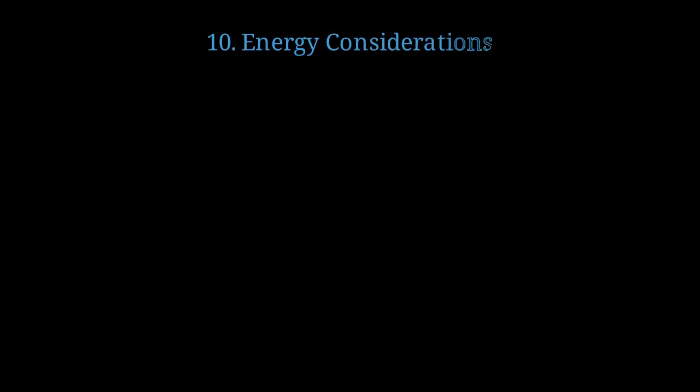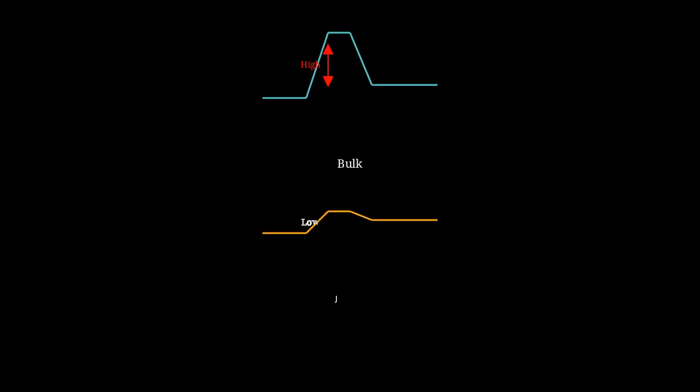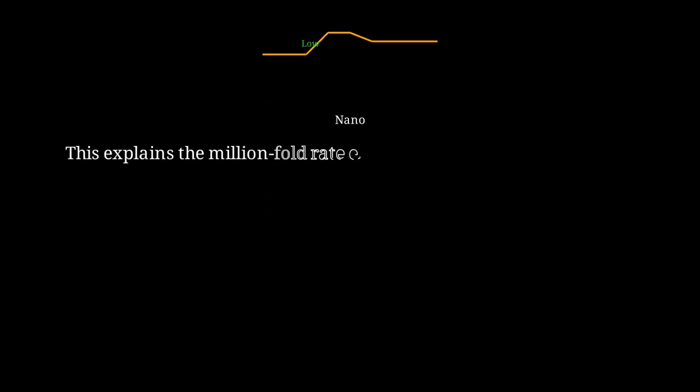Let's quantify the energy involved in these transformations. For CO oxidation on bulk gold, the activation energy is around 200 kilojoules per mole, making the reaction impossibly slow at room temperature. But on gold nanoparticles, the activation energy drops to about 20 kilojoules per mole, a tenfold reduction. The energy barrier for reaction on bulk gold is extremely high. But nanoparticles dramatically lower this barrier, making reaction rapid, even at low temperatures. This dramatic reduction in activation energy explains why nanoparticles are 1,000,000 times more active than bulk gold.